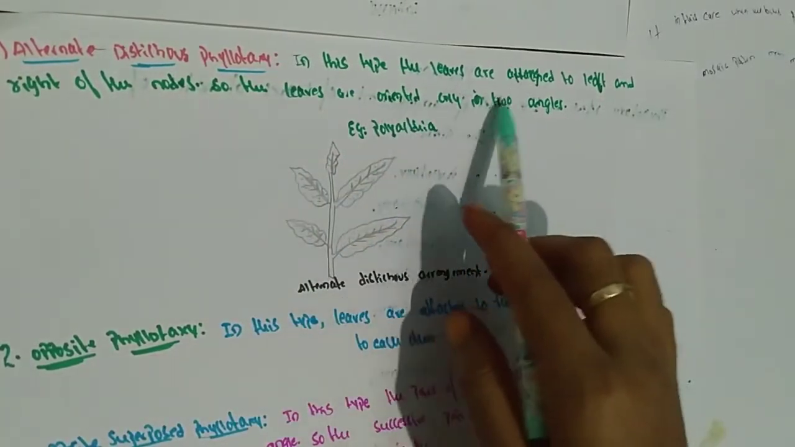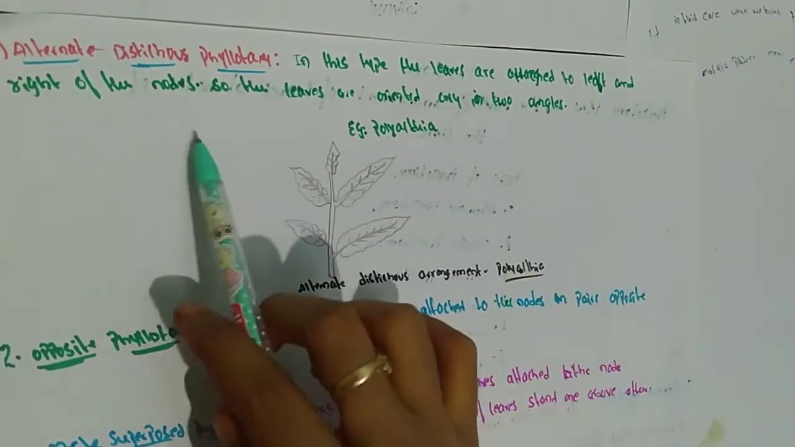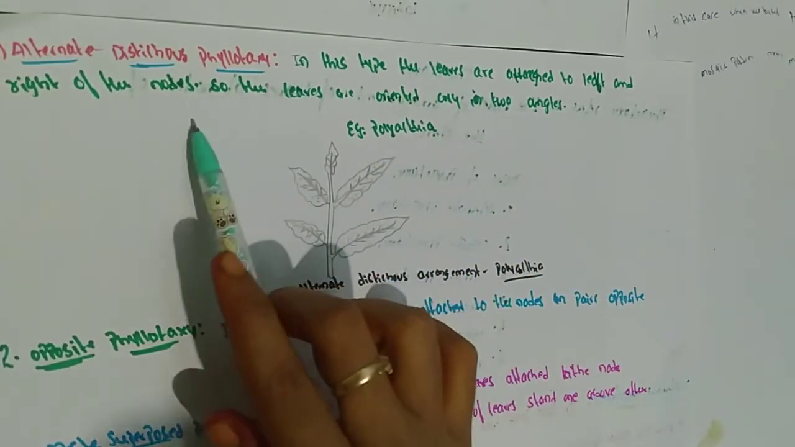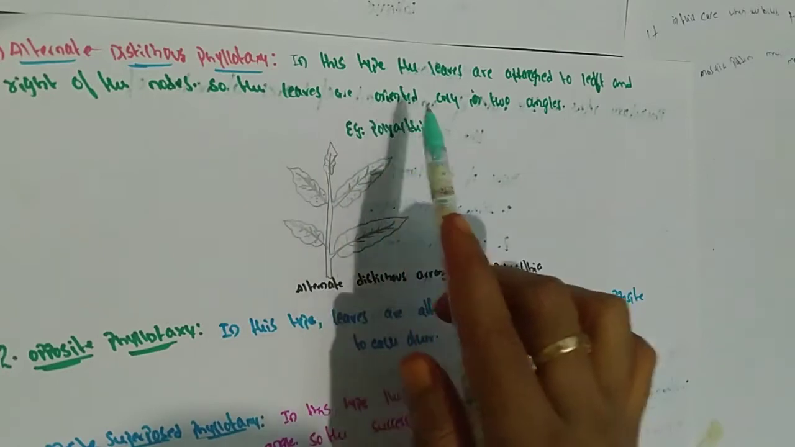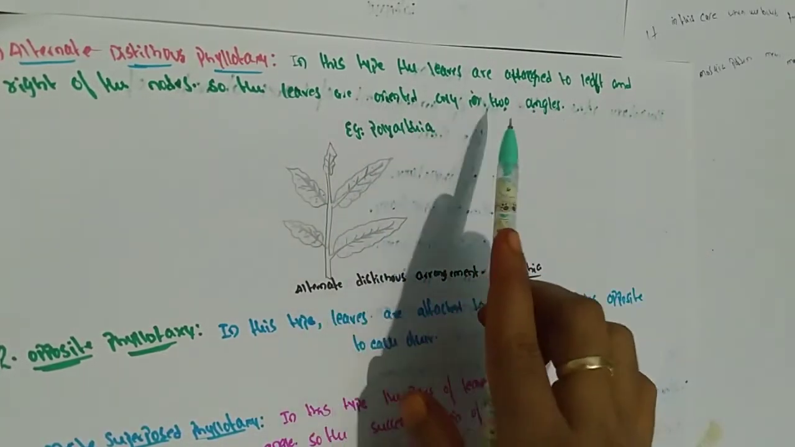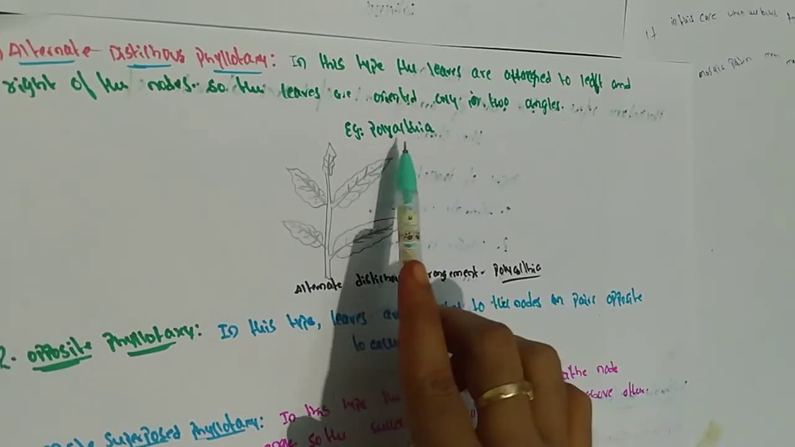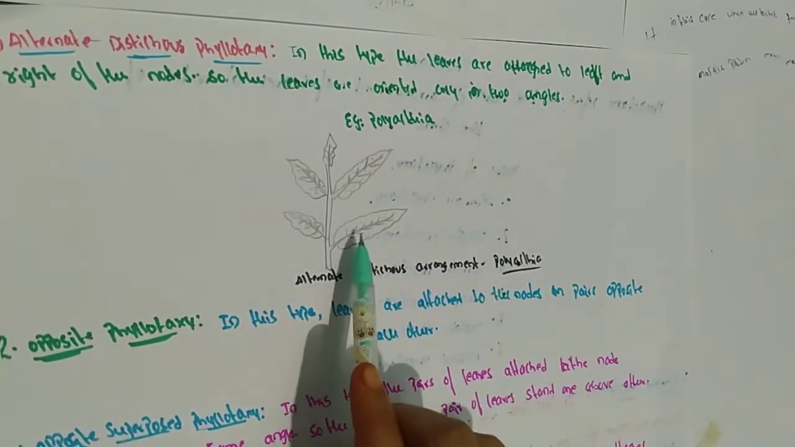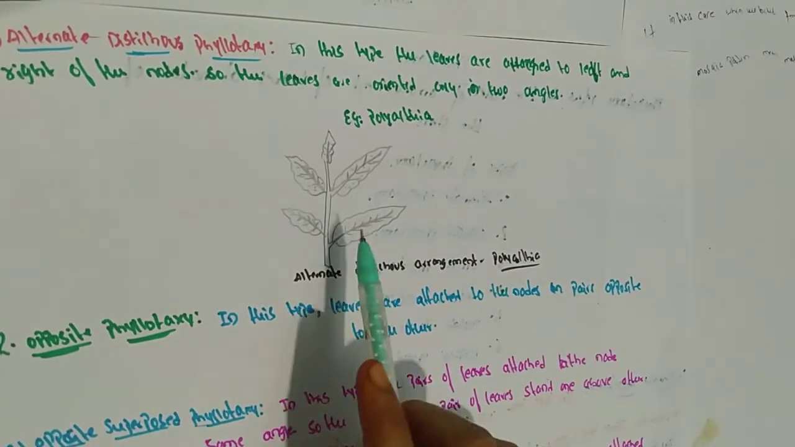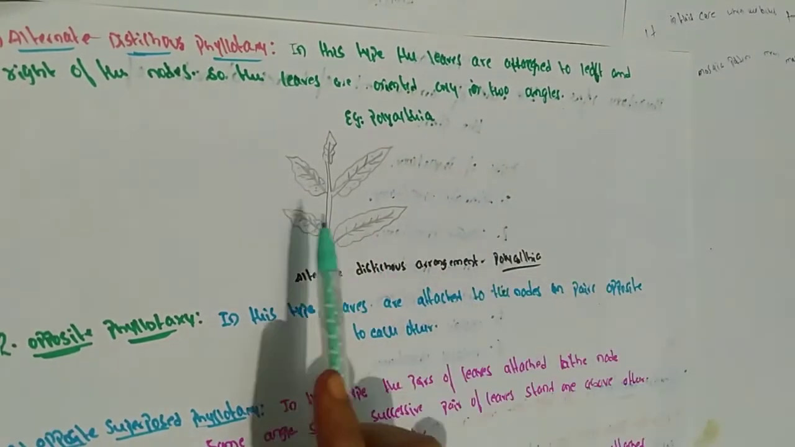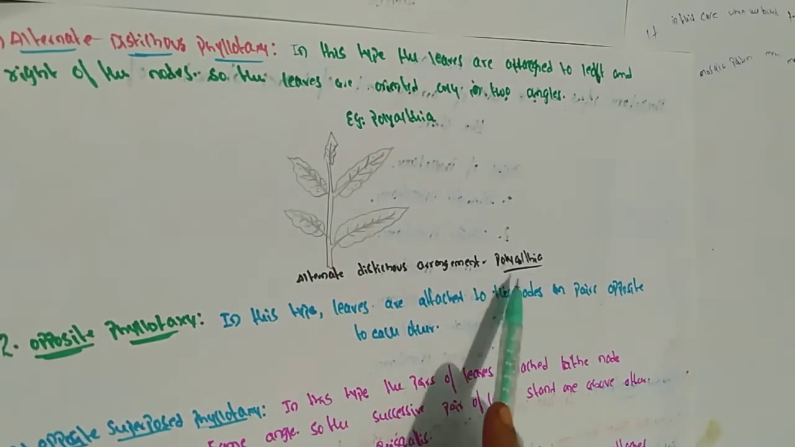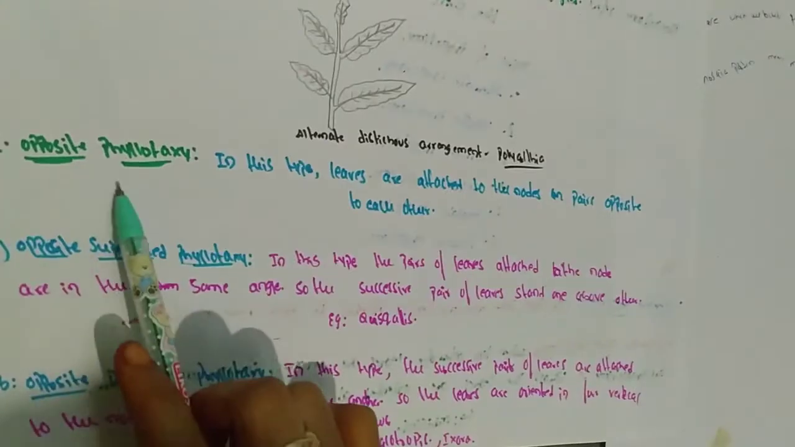Alternate distichous phyllotaxy. In this type, the leaves are attached to the left and right of the nodes. Here, the leaves are attached to both sides of a node of the stem. So, the leaves are oriented in only 2 angles. Example, Polyalthia. Here see, at each node, the leaves are attached on left and right, both sides of the nodes, in the Polyalthia plant.